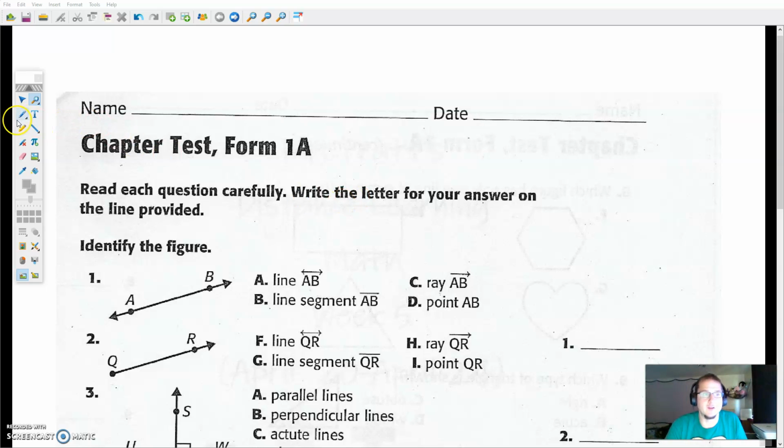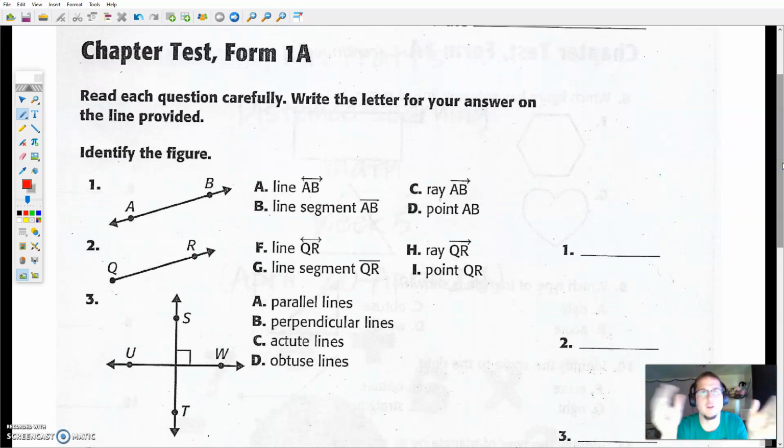Hello, everybody, and welcome to our Chapter 14 test review. I don't know, not really a test because I'm giving you all the answers, but it is the test because it's what you would take if I actually gave you a test. So, whatever.